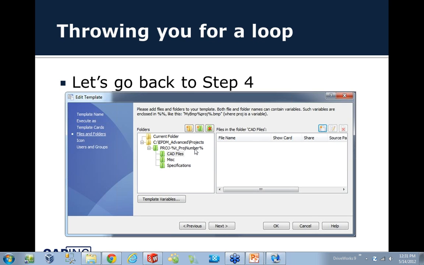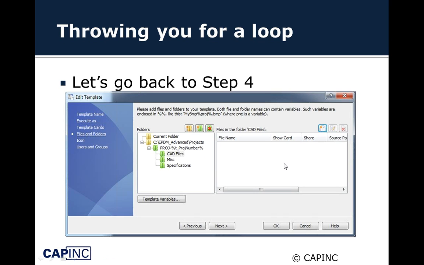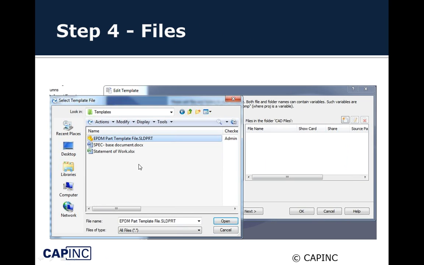So throwing you for a loop, let's go back to step 4. Remember step 4, which is where pretty much steps 3 and 4, where the magic happens. Instead of just creating a whole folder structure, look at this, files in the folder. So you select the folder, for example, CAD files. Select the folder, and you click up here, Create New File. And instead of just creating a folder, now you're going to create a file.